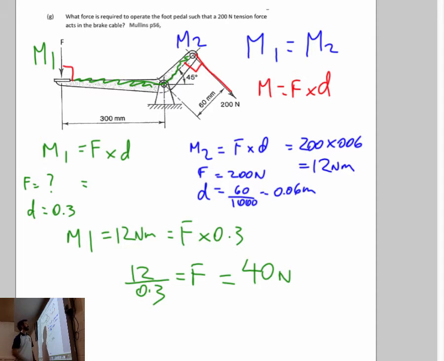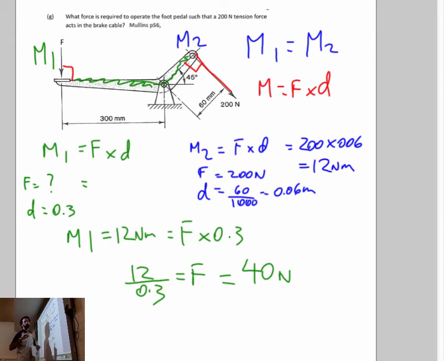That was relatively easy because the distances were perpendicular to the forces applied. Normally they're not, but in this case it is, so it is quite simple. Force times the distance given equals force times the distance given.